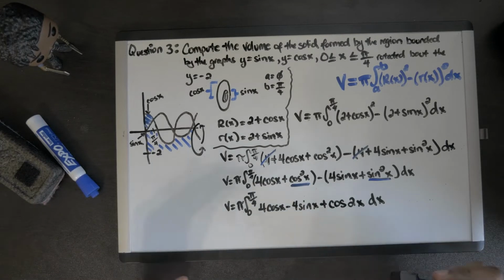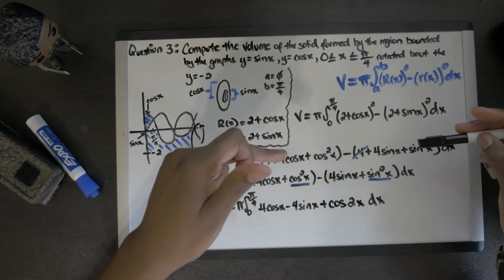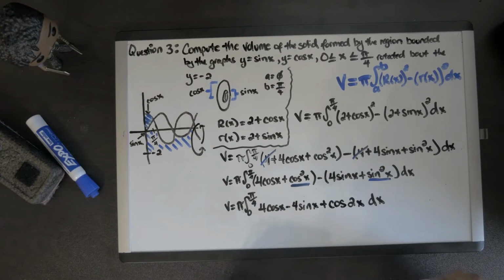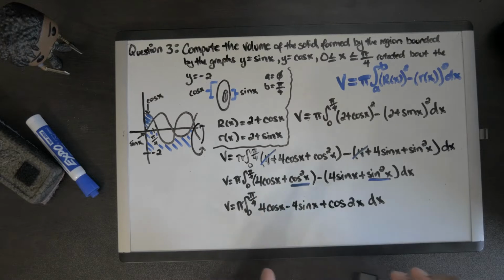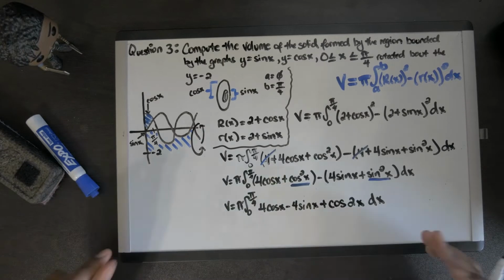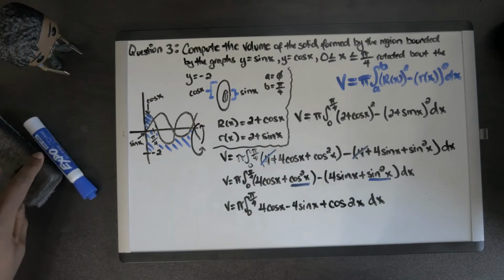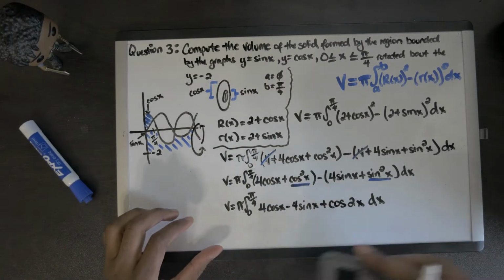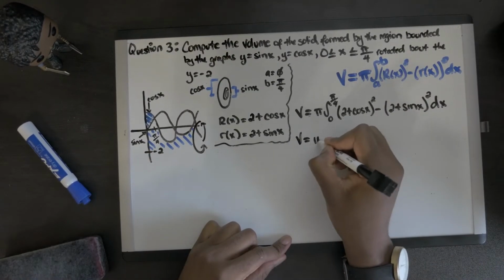So now that we know this is the condensed version of the original integral, we can start finding the integrals of these separately: the 4 cosine x, the minus 4 sine x, and the plus cosine 2x. Keep in mind, you have to be very careful when you find the integral of these things because it's very easy to make a mistake. So I'll break that down at this point. Let me make sure I have some board space. This is where we left off.